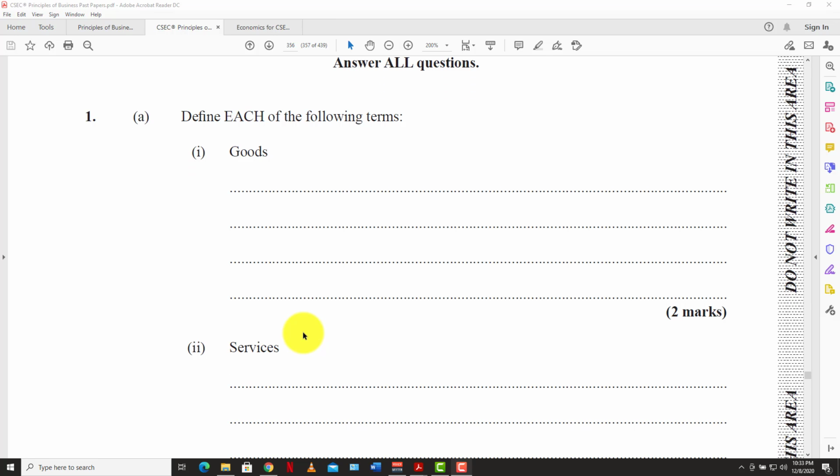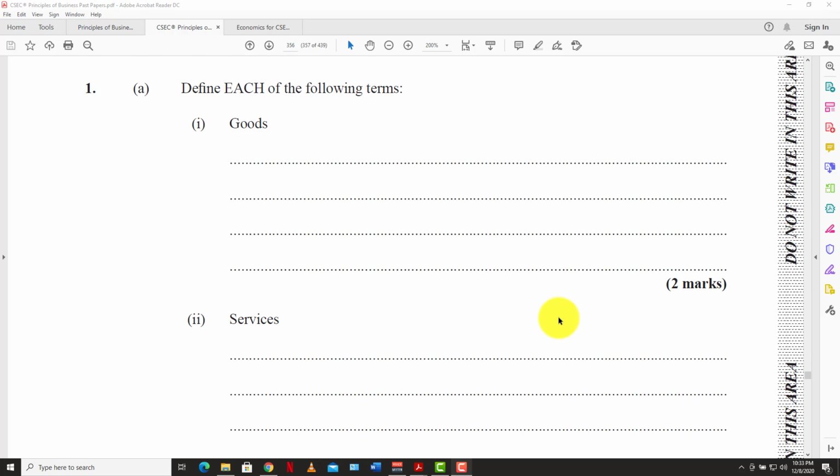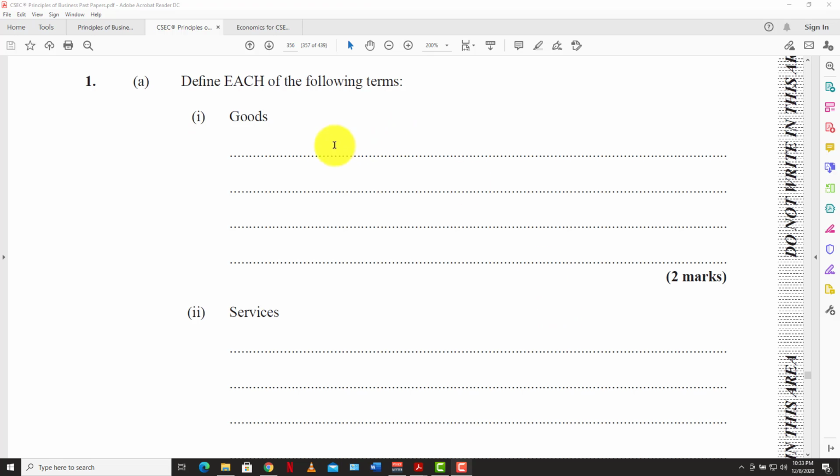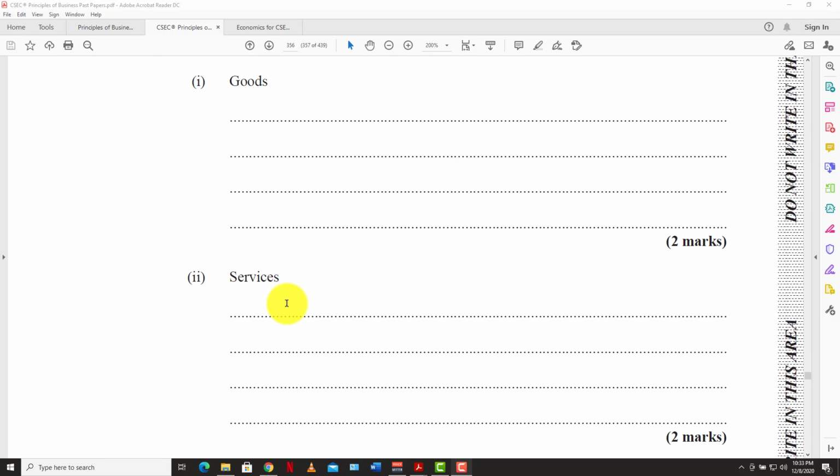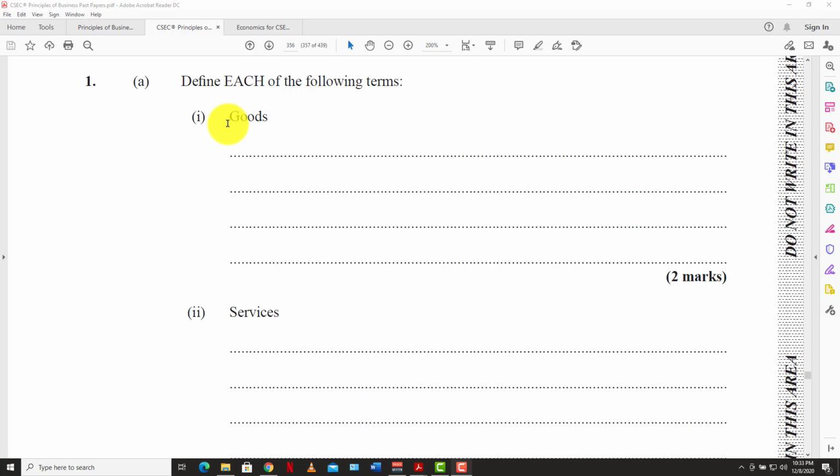The first one says, define each of the following terms, and that's 2 marks each. And so the first term you have to define is goods, and the second one is services. And so we know that the definition of a good would be a tangible product, something you can actually touch, you can actually see, you can smell, taste. So it's a tangible product that a company offers for consumption. That's a good, a tangible product, a physical product that a company offers for consumption.